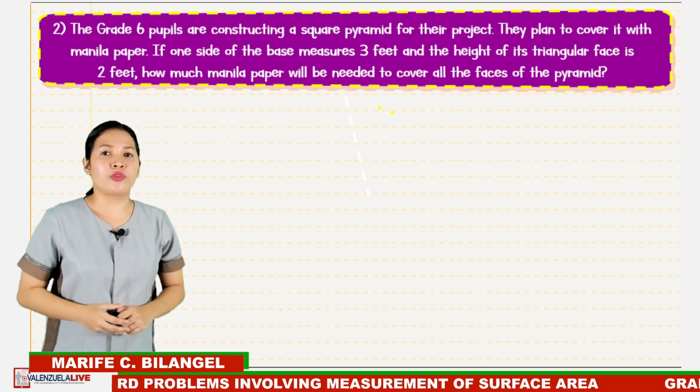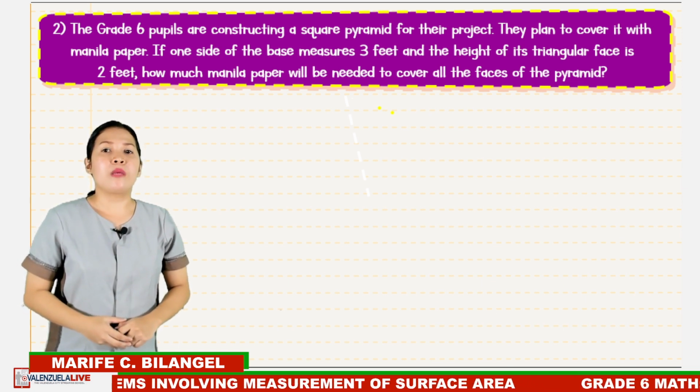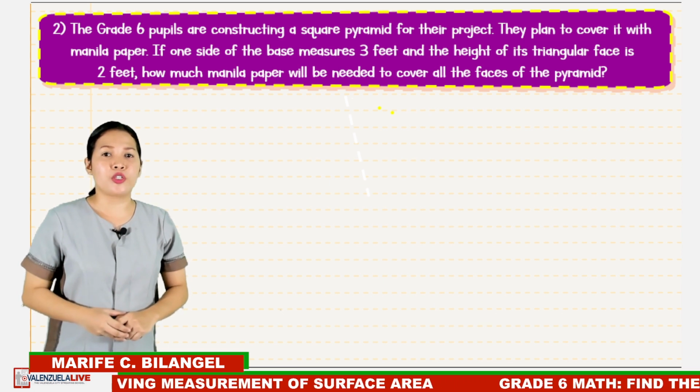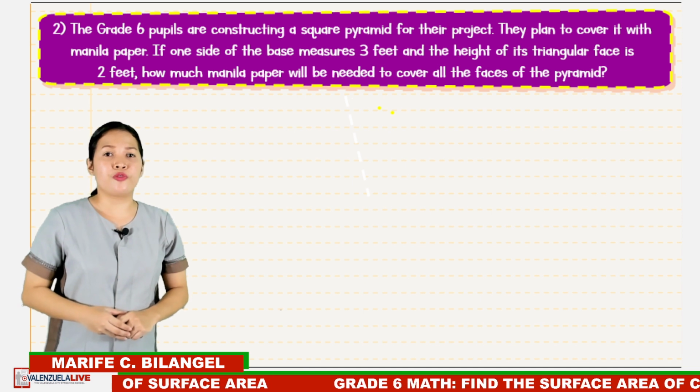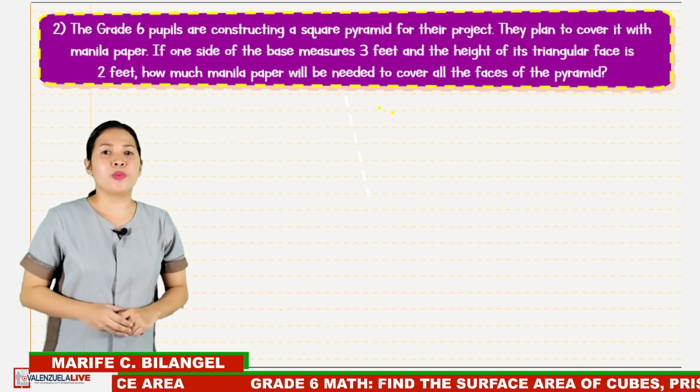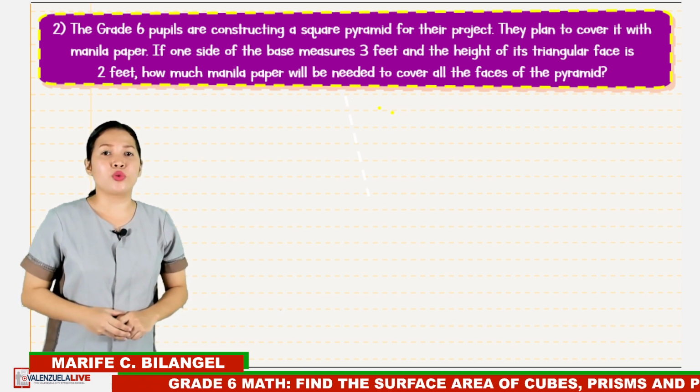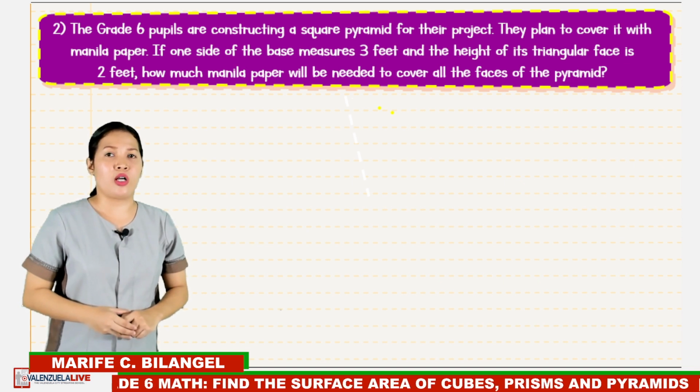For our second problem, the grade 6 pupils are constructing a square pyramid for their project. They plan to cover it with Manila paper. If one side of the base measures 3 feet and the height of the triangular face is 2 feet, how much Manila paper will be needed to cover all the faces of the pyramid?